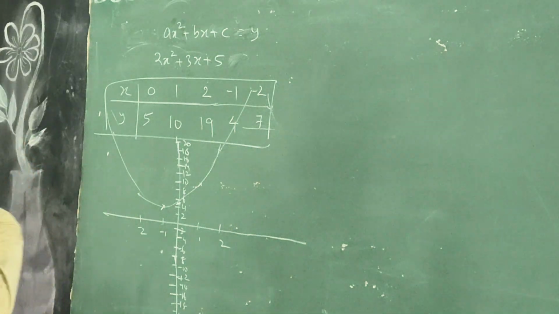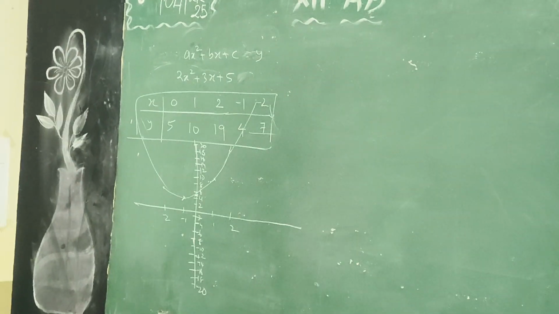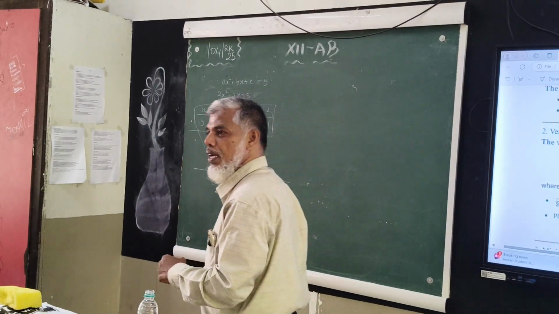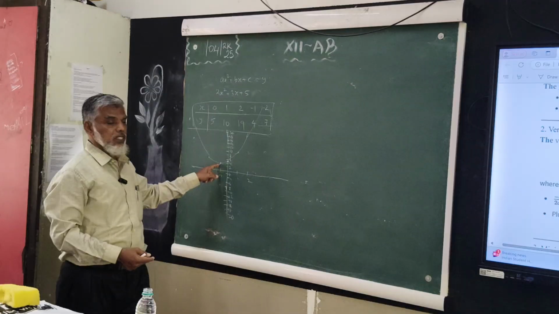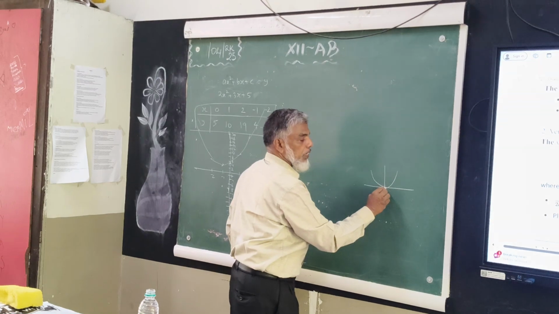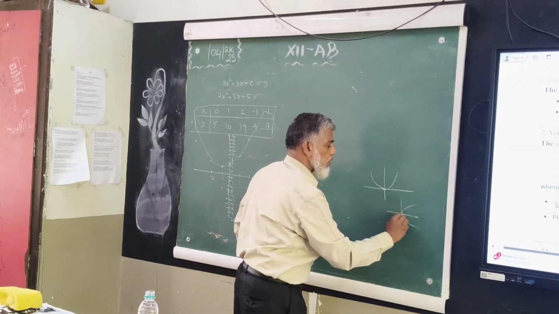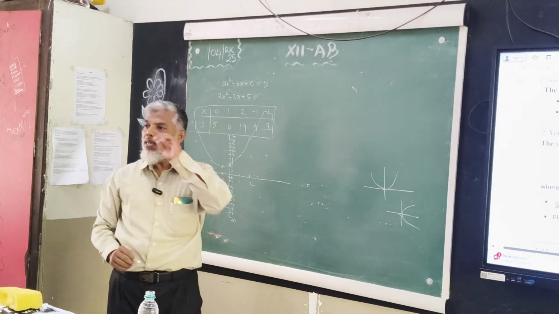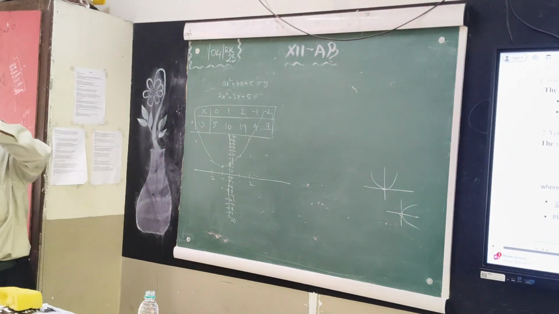So for a parabola, we require at least 5 points, because we need to find out the bend, that is the turning point also. The turning point is called the vertex. So what is the vertex of the parabola? It is a turning point. Here it turns. This is a turn, so this is the vertex. So the turning point is called a vertex.